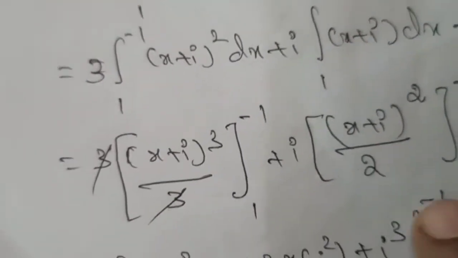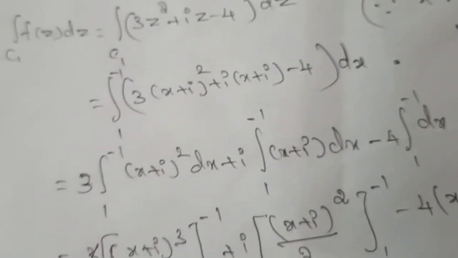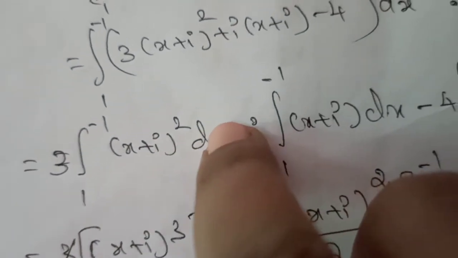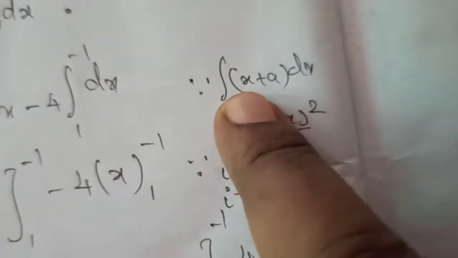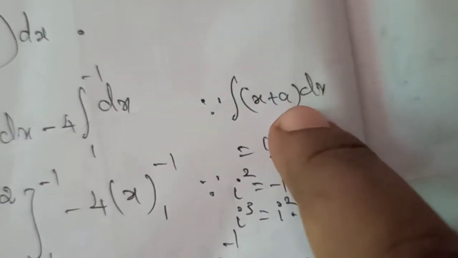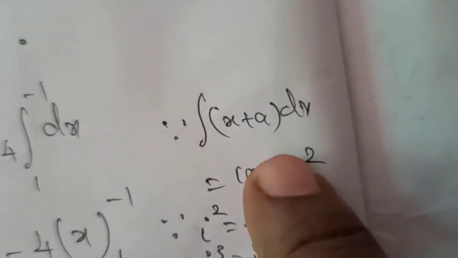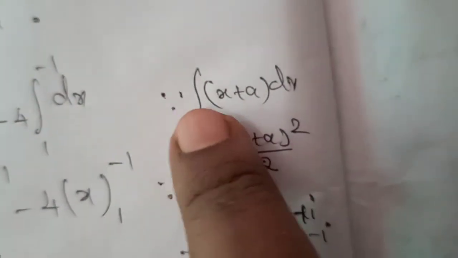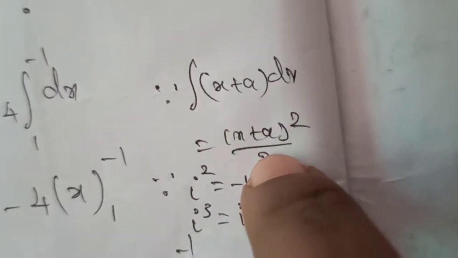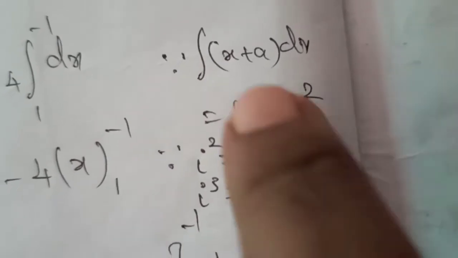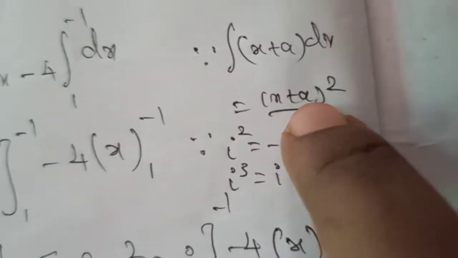Now, using the formula, integrate this value. So 3 into integration of x plus i the whole square. I already explained the integration formula: if a variable is added to a constant, we can directly integrate. The integration of x plus a into dx is x plus a the whole square divided by 2. And one more condition.